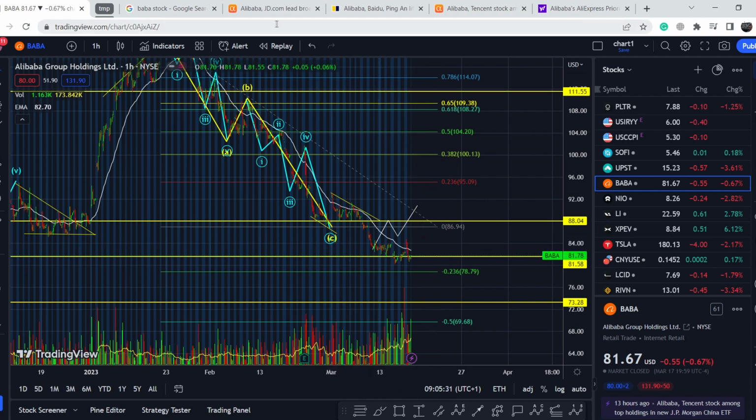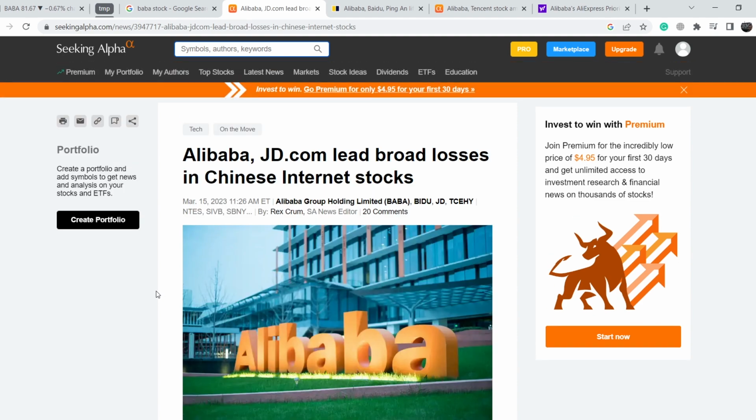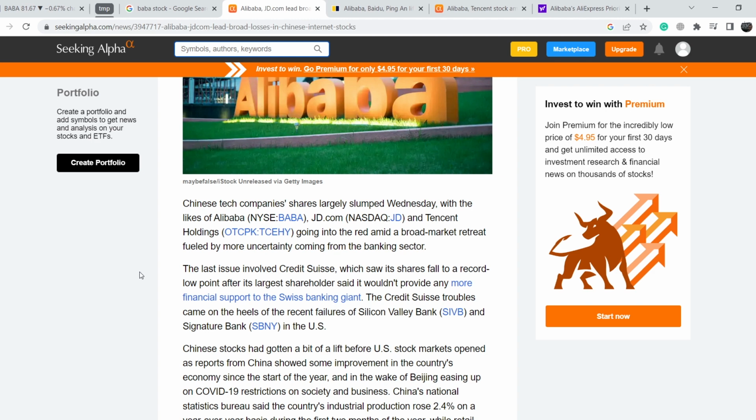So let's continue with the fundamental news. First of all, let me show you that on March 15th you can find this article on Seeking Alpha that describes why the Alibaba stock went lower. And let me quote this: Alibaba, JD.com lead broad losses in Chinese internet stocks. And the main reason is definitely the banking crisis. First of all, it was the SVB so-called bankruptcy, but then the US government said that all the deposits will be supported by the US government.